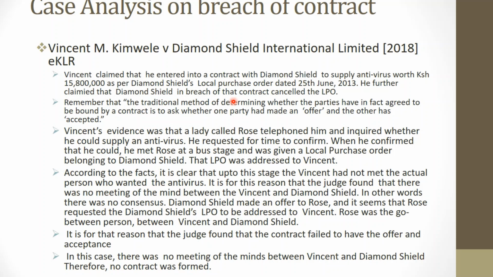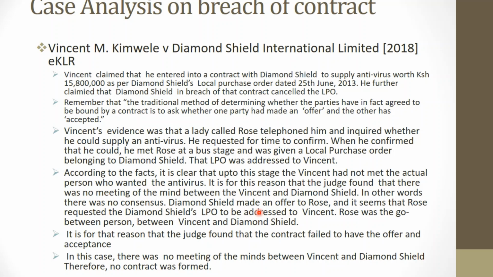Now, remember, Diamond Shield had made an offer to Rose, and Rose went ahead to reach out to Vincent and asked Vincent whether he could supply antivirus. Vincent goes ahead to meet Rose at a bus stage. He is handed over a local purchase order belonging to Diamond Shield, and this local purchase order is addressed to Vincent. So you see, according to the facts, it's clear that up to this stage, Vincent had not met the actual person who wanted the antivirus.